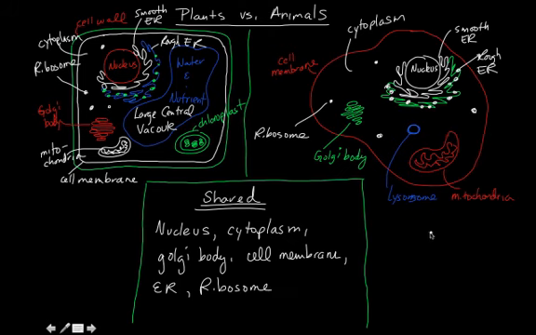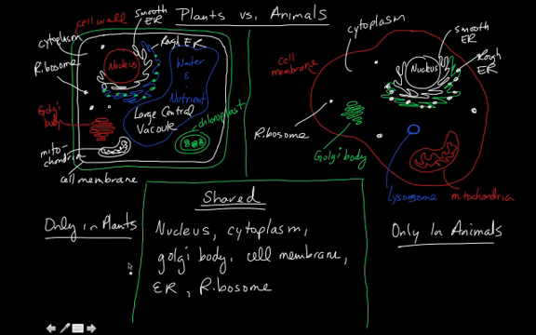Now on opposite sides, we're going to write differences or things found only in animals, and then things found only in plants, because there's going to be some compare and contrast on your test. So if we look at this picture, things only found in plants are going to be our cell wall. We also have a large central vacuole. And then finally we have our chloroplast.